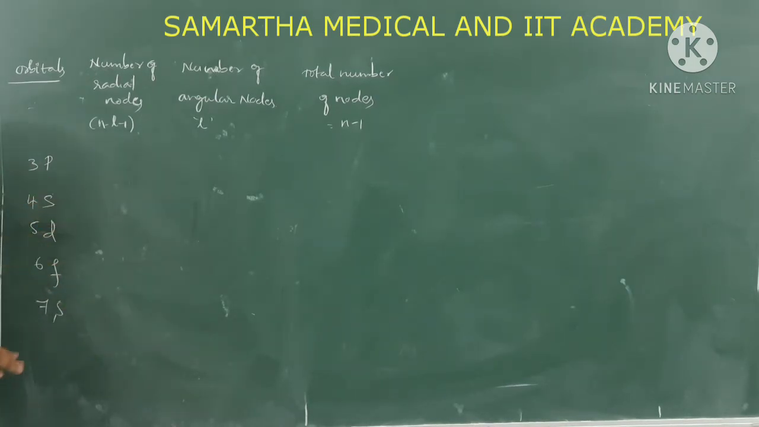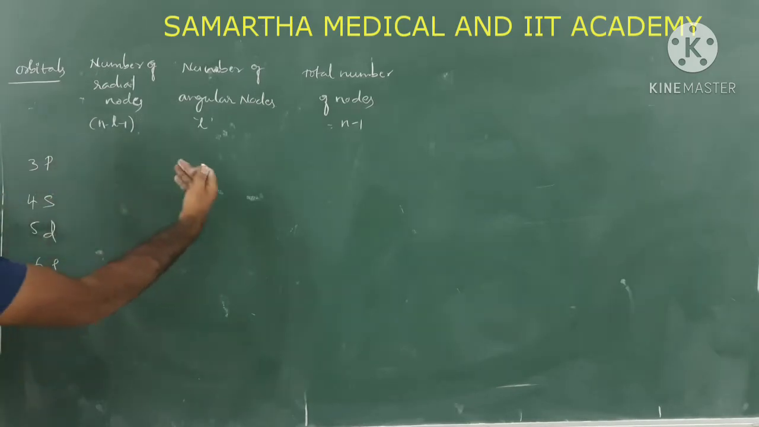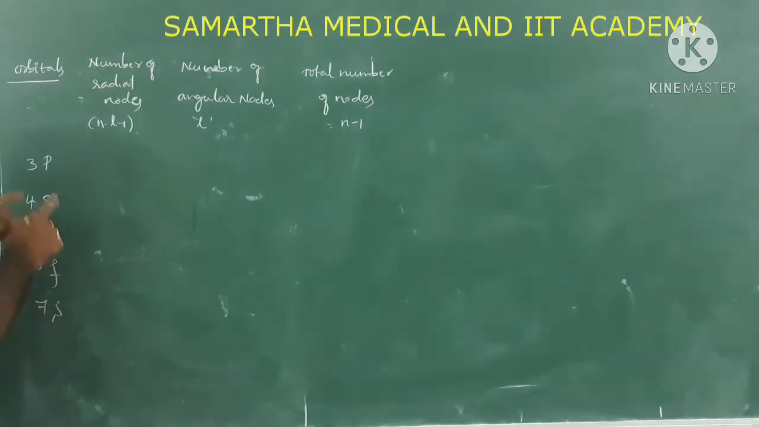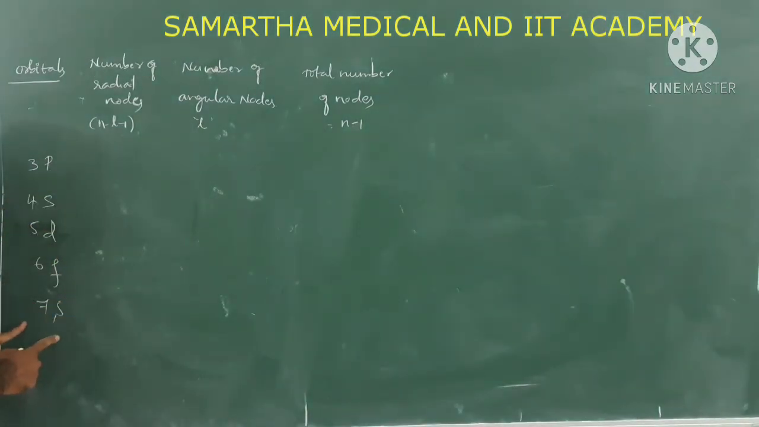Let's find out in the 3p orbital what the radial node might be, what the angular node will be, meaning how many we are going to get here, and what the total number of nodes present in the 3p, 4s, 5d, 6f and 7s orbitals will be. We will discuss that here. So guys, this number indicates the energy level, meaning the n value: 3, 4, 5, 6, 7 in these orbitals. And the L value, as we know, for the p subshell is 1, for s it is 0, for d it is 2, and for f it is 3.